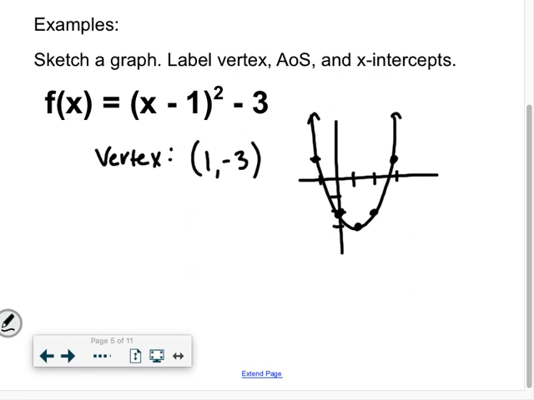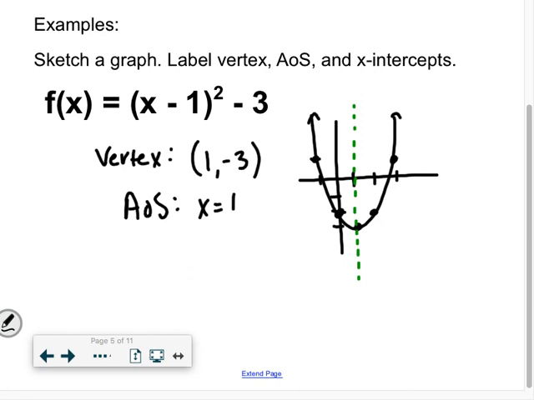What's my axis of symmetry? X equals 1. Thank you for writing it as the equation of a vertical line. I appreciate that. Okay, we can see that right here at x equals 1. The graph would fold onto itself. The two arms are reflections of each other. So we've got a sketch of the graph. We've labeled the vertex. We labeled the axis of symmetry. The other thing we need to do is label the x-intercepts.